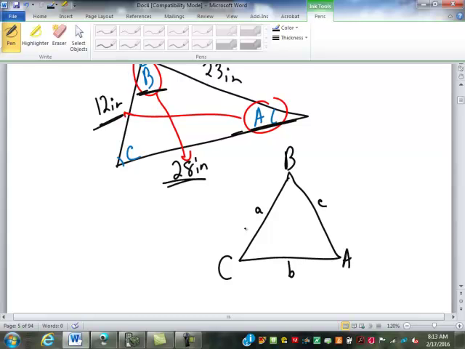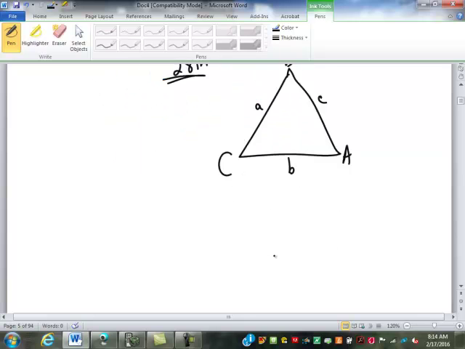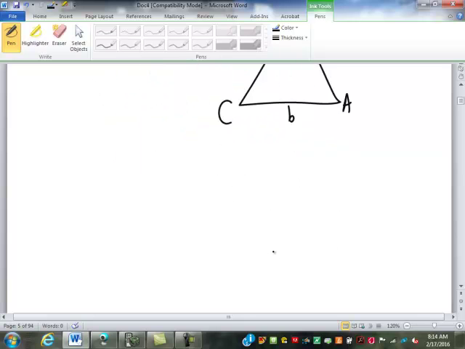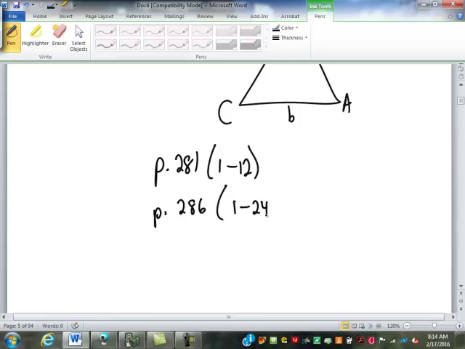When we get into some of our heavier trig, like law of sines and law of cosines, that's something we have to keep in mind. If you have that largest side and you get an answer that doesn't give you that opposite angle being the largest angle, you did something wrong. Okay, for now, we're going to finish up our packet. In that packet, I gave you a couple of aids there, page 281, 1 through 12, and page 286, 1 through 24.